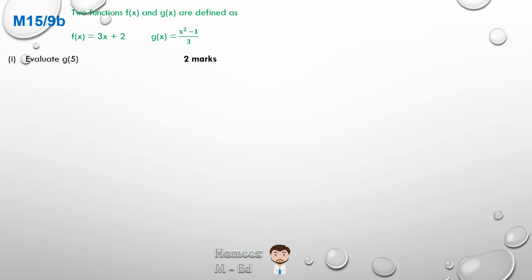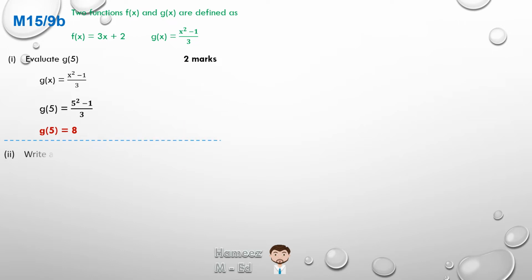So they want us to find out in the function g of x, when x is 5, what does that work out to be? So let's write the function g of x equal to x squared minus 1 over 3. Let's substitute. G of 5 is equal to 5 squared minus 1 all over 3. 5 squared, 5 5s are 25, take away 1 is 24, 3 into 24 is 8.